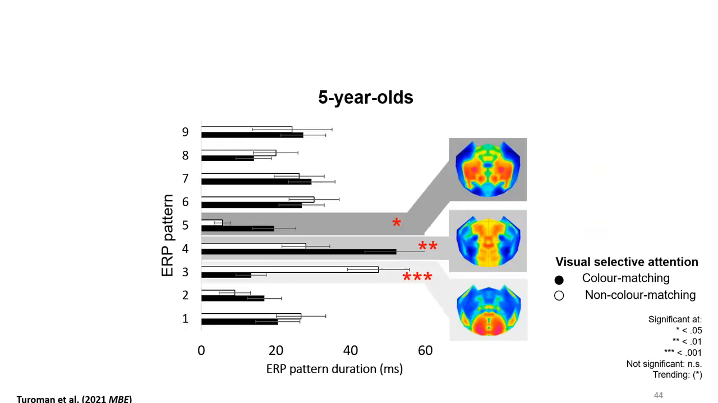For 5-year-olds, we found that 3 of the maps were sensitive to the color of the distractor, while none were modulating with the multisensory nature of the distractors. And what we did next is we correlated the duration of those maps within each age with the results of specific age groups in the standardized tests of literacy and numeracy.